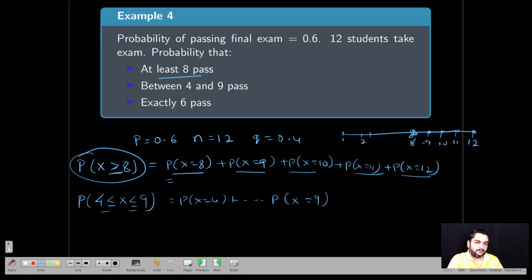Next. Exactly 6 pass. This is direct. X equal to 6. Exactly means equal to 6. You can easily calculate P of X equal to 6 as 12C6 into success 0.6 to the power 6 into 0.4 to the power 6.